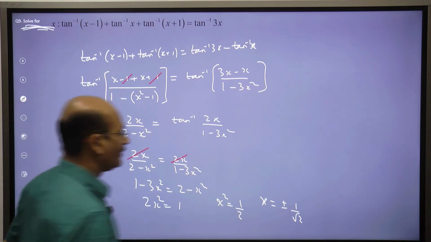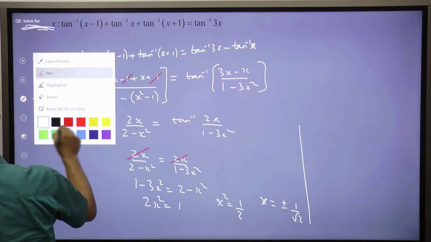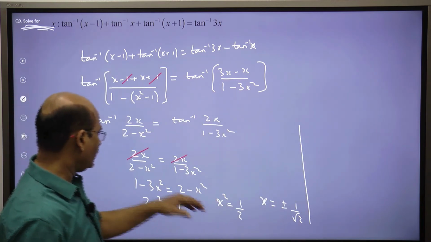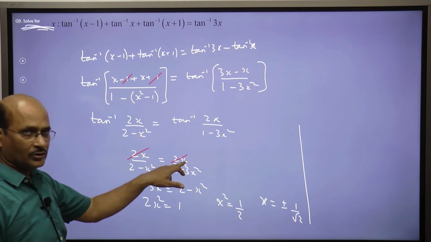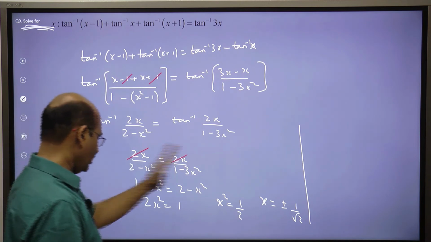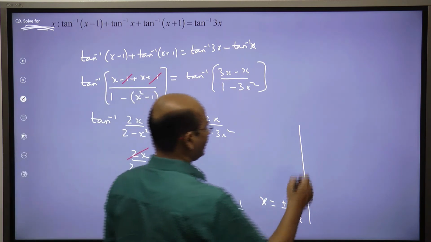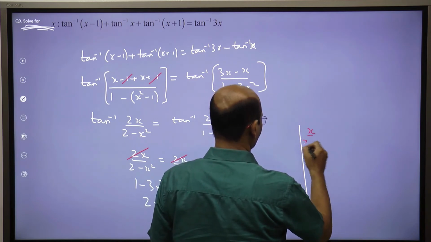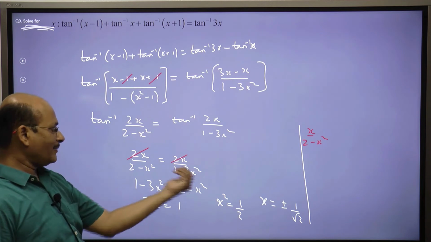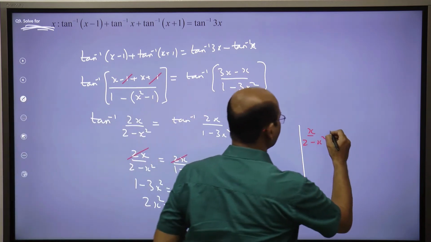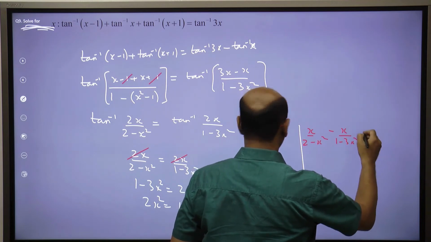So let us see one working. I am purposely showing this because I don't want you to miss. Okay, so that's the point. I keep it there, don't cancel it out, because it is 2x. So I just take this side, 2x I can cancel. So x upon 2 minus x square. I take this x upon 1 minus 3x square to this side. So minus x upon 1 minus 3x square is equal to 0.